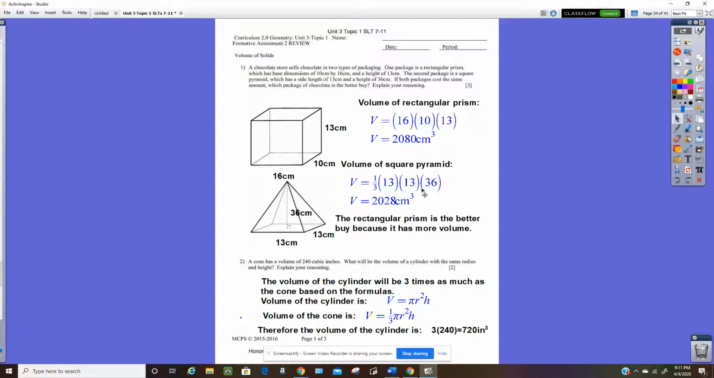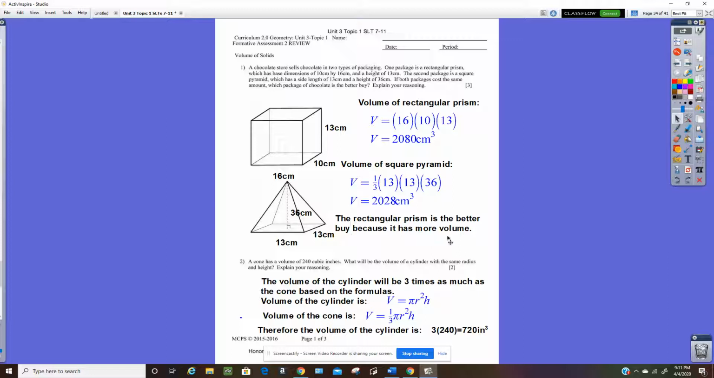And then the volume of a square pyramid is 1/3 the length times the width times the height, or the area of the base, I should say. The area of the base times the height. So the area of the base is a 13 by 13 square times the height, and then 1/3 of that, or take the area of the base times the height and divide by 3, and you get 2,028 cubic centimeters.